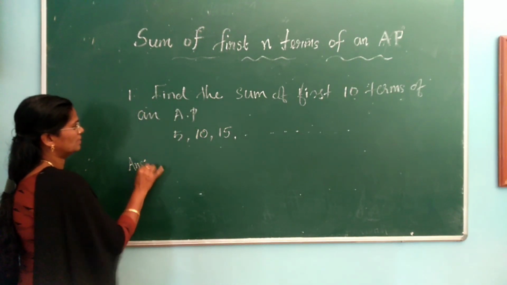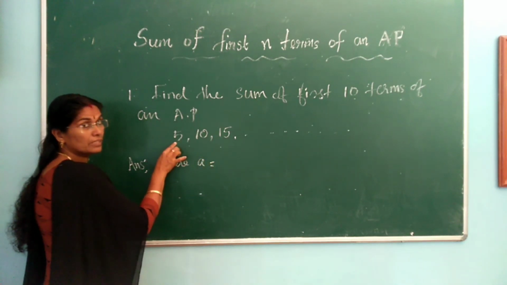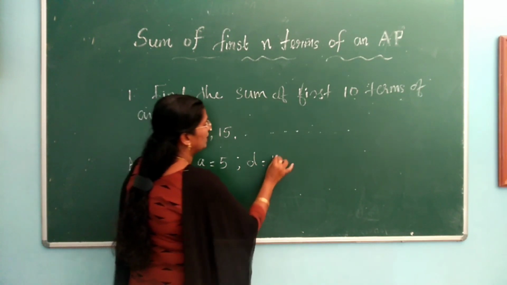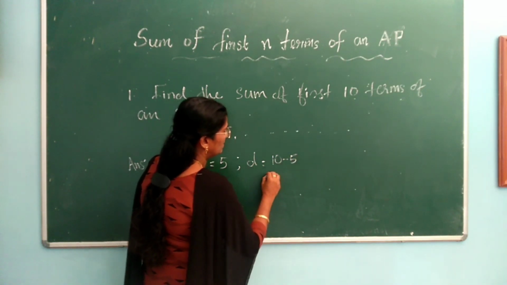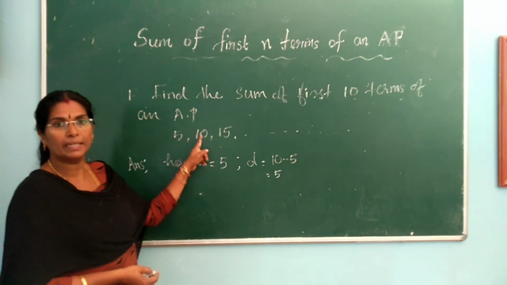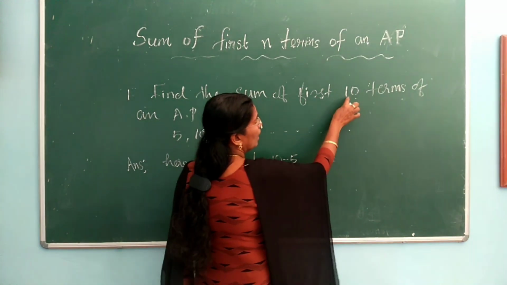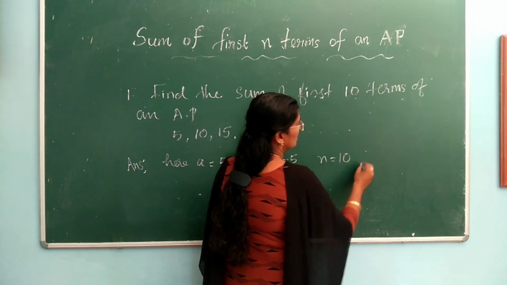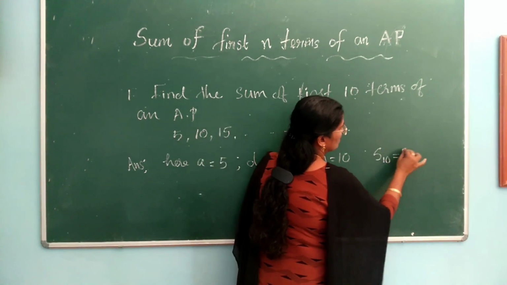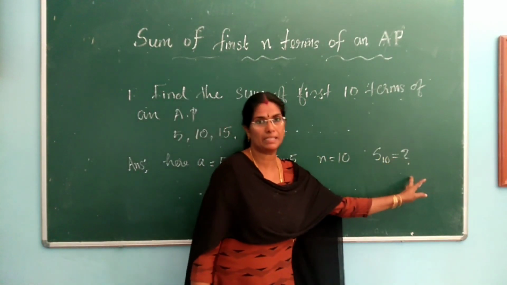So for this answer we are writing here a is equal to, what is the first term? 5. What is the common difference? 10 minus 5, that is equal to 5. Second term minus first term, that is the common difference. What is n here? How many terms? 10 terms. We have to find the sum of 10 terms, that is S10.